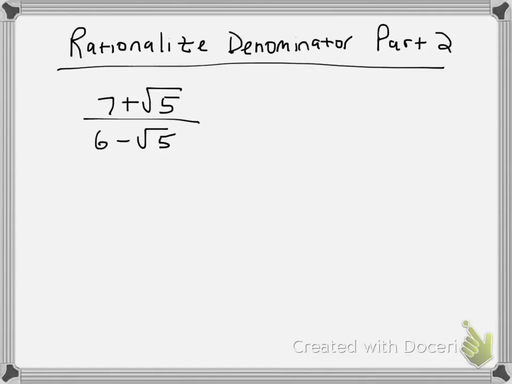All right, so this is going to be rationalizing the denominator part 2. Now, there is a difference between that first video and this one. There is not just a single square root or a root in my denominator. Instead, now I have two terms. I have 6 minus the square root of 5.